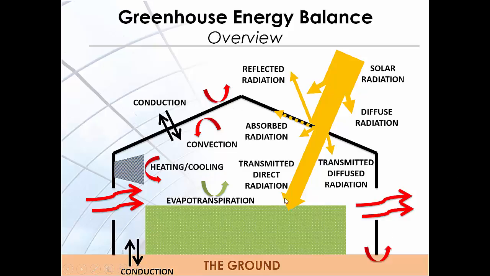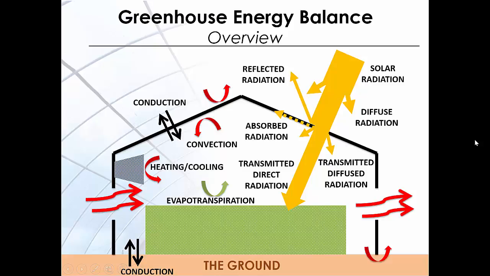the greenhouse air, the crop canopy, and the ground. The primary source of energy for a greenhouse is solar radiation. Total solar radiation can be divided into direct and diffuse radiation that transmits through the cover, is absorbed by the cover, or is reflected by the cover.